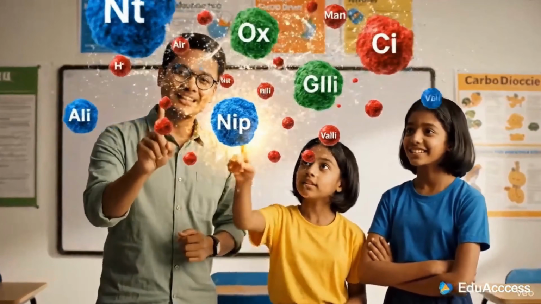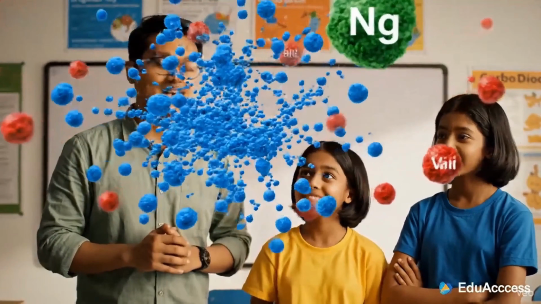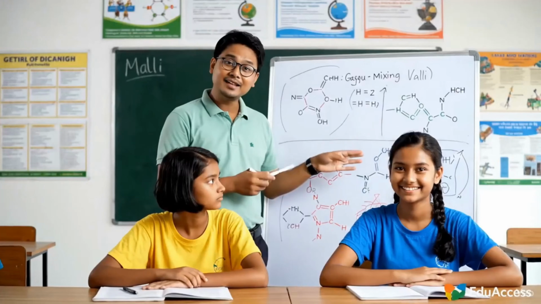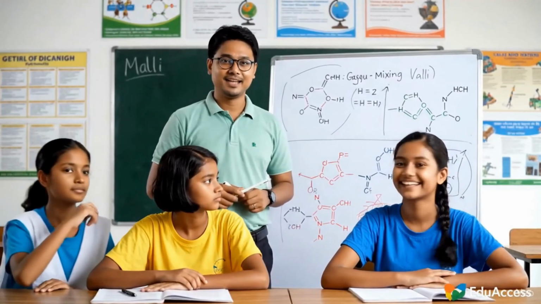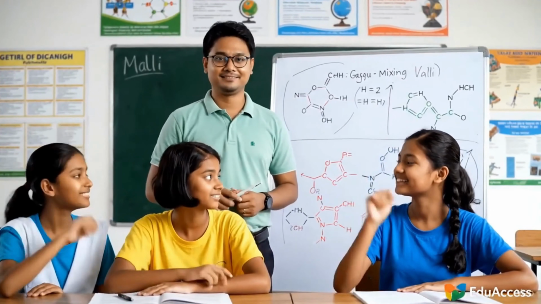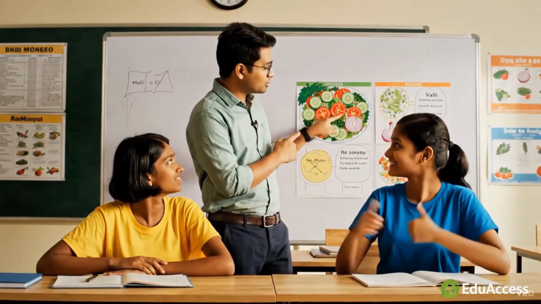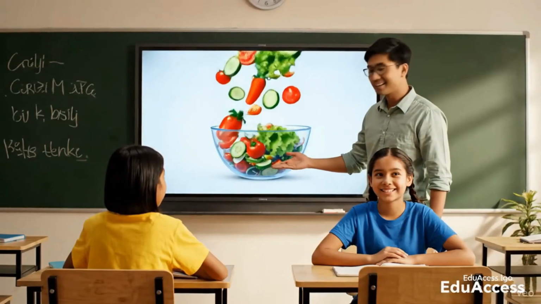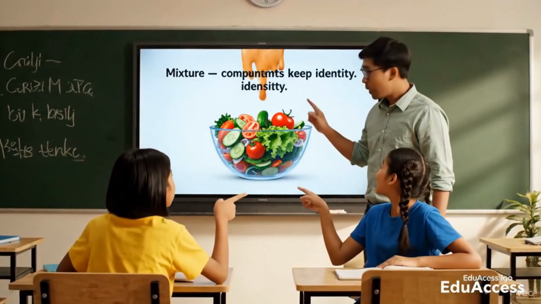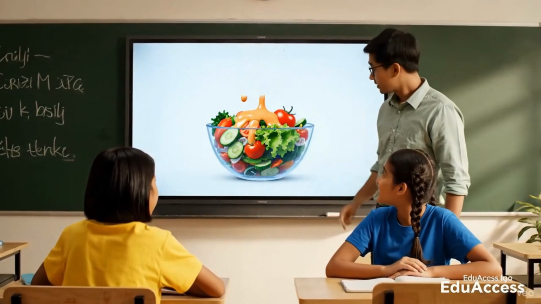So, the air we breathe is a mixture, mostly nitrogen, represented by the blue spheres, and the red ones are carbon. Air is a mixture of gases. Nothing new is created, just mixed together. Let's take another example. Salad made of cucumber, tomato, and onion. A mixture is when components keep their identity.